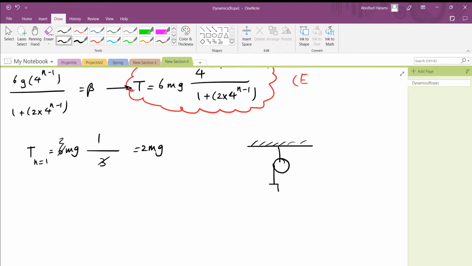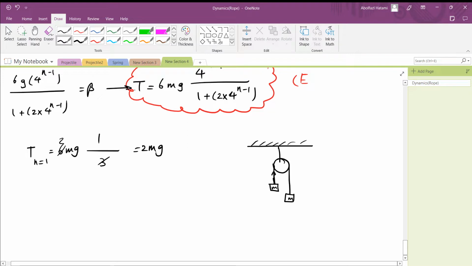And here we have a block, and here again we have another block, both with mass m. Because the masses are the same, we can guess that our system is in equilibrium and motionless. And what is the tension here?